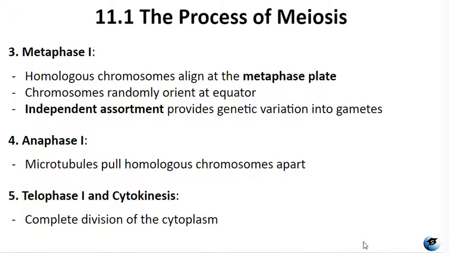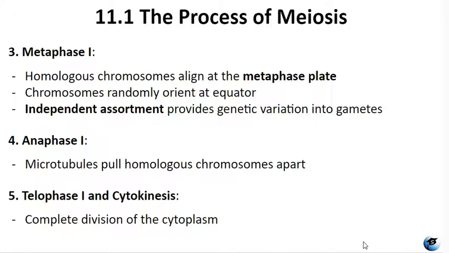This is a stage in meiosis where homologous chromosomes align at the metaphase plate. Each pair of homologous chromosomes randomly orients at the equator, and then the random orientation of the chromosomes determines gene inheritance in the gametes, right?